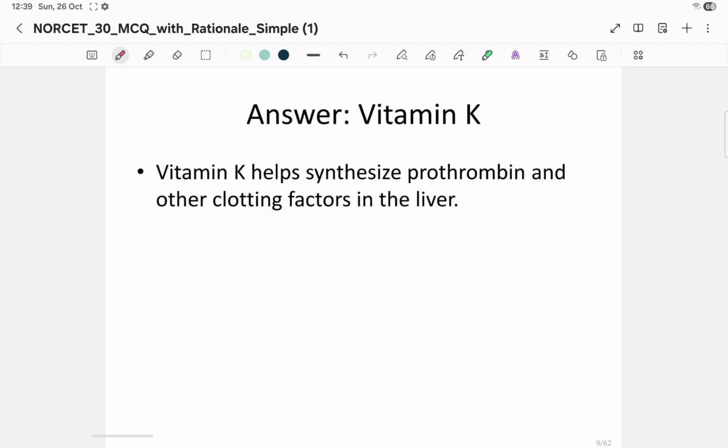Next, how does vitamin K help in blood clotting? Because vitamin K helps synthesize prothrombin and other clotting factors in the liver. That's how vitamin K helps in blood clotting. Next question.